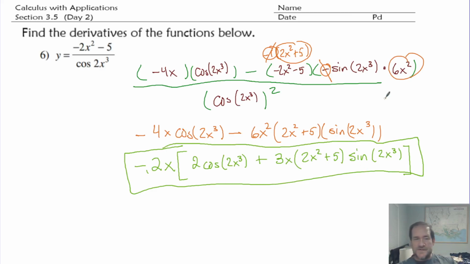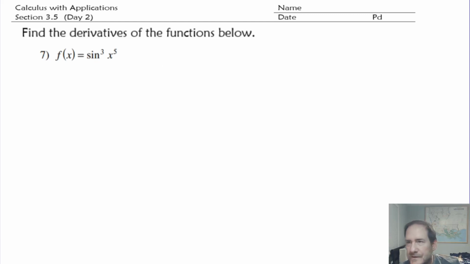So that's that. That's 6. So 7. 7 is another good one. For 7, you're going to want to remember that sine cubed, what that means is we are taking the sine of x to the 5th first, and we're cubing last. So remember, sine cubed of x to the 5th literally means do the sine of the x to the 5th first, and when you're done doing that, go ahead and cube everything.